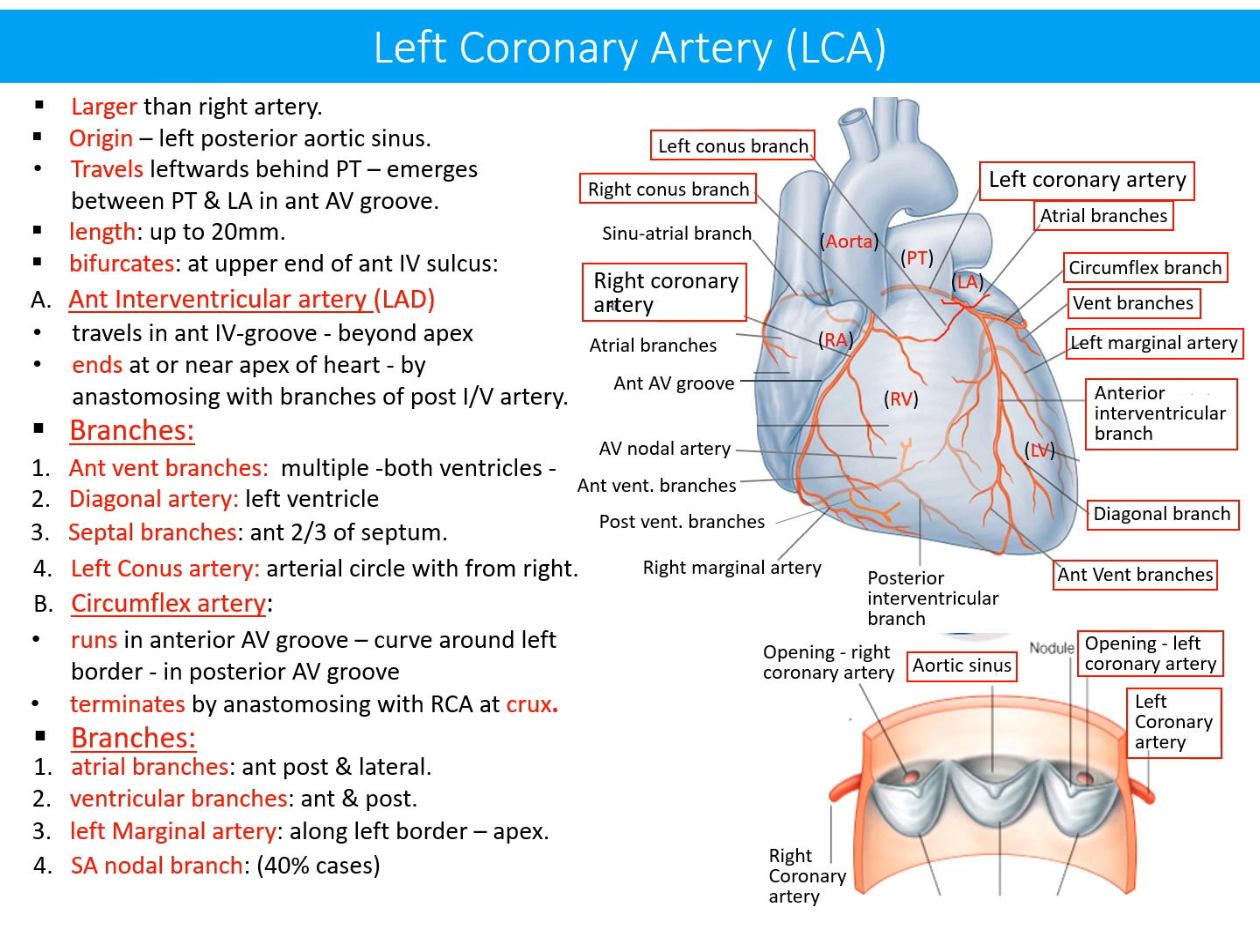Number fourth is the sinoatrial branch in 30 to 40% of the cases. Number five is the posterior interventricular branch in 10% of the cases. And number six, an atrioventricular nodal branch in 10 to 20% of the cases.